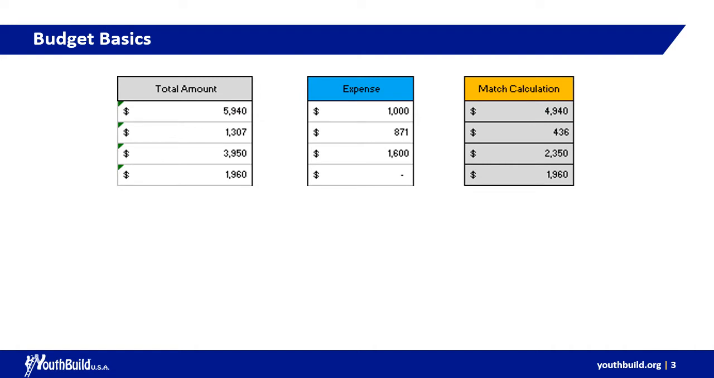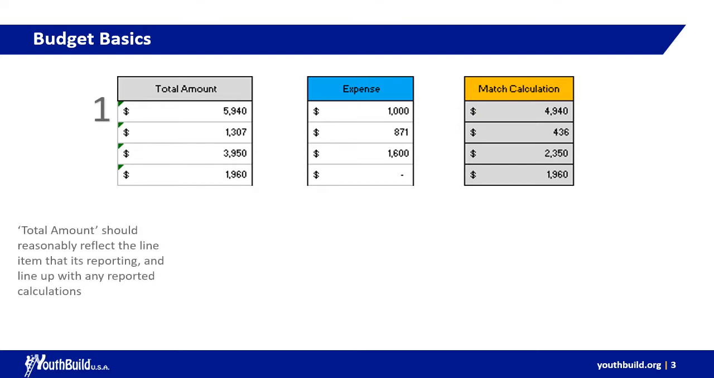Next, let's go over some basics. Each line of your budget is capped off by these three sections, and it's important to understand how they function so you can complete your budget correctly. The total amount should reflect what is reported by you in each line item, including using any calculations that you may present. Please note that you should round this section to the nearest dollar wherever you can.